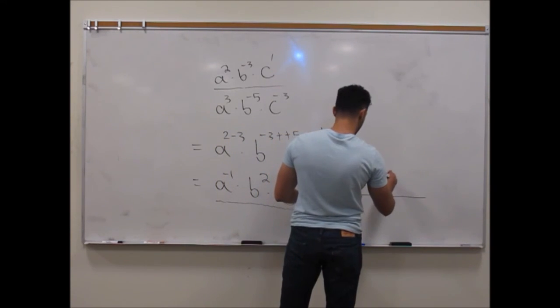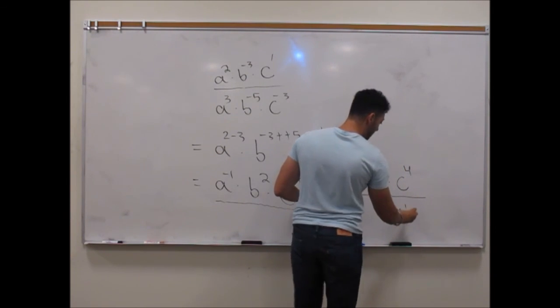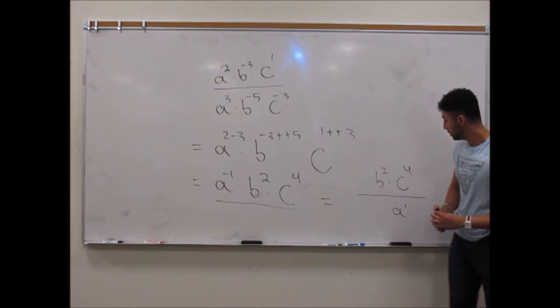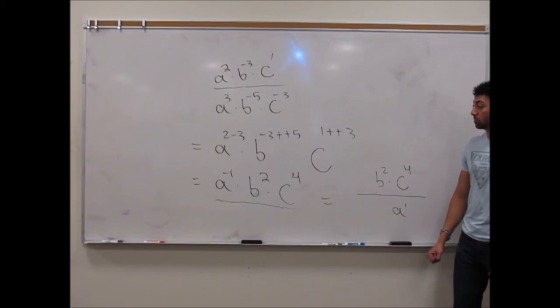We have B squared and C to the 4th on top. And then we're just going to bring that A to the 1st power on the bottom. And that 1 is really not necessary, but just trying to show some emphasis.